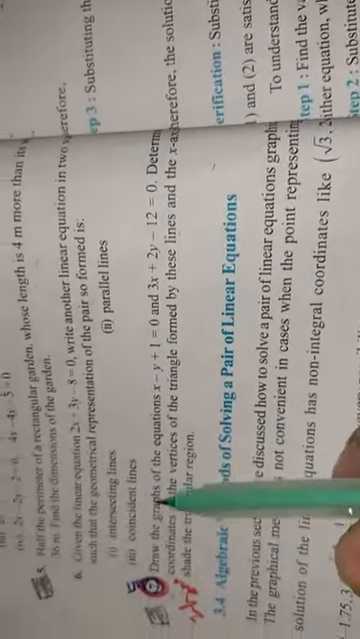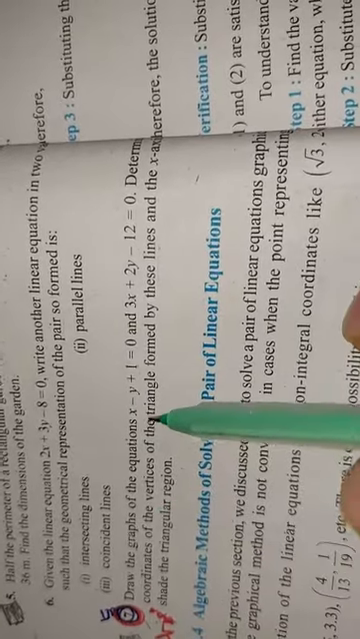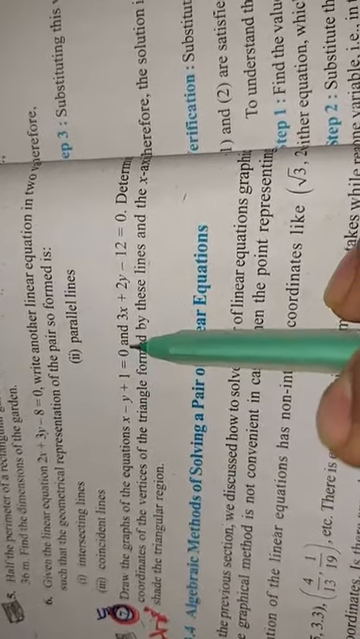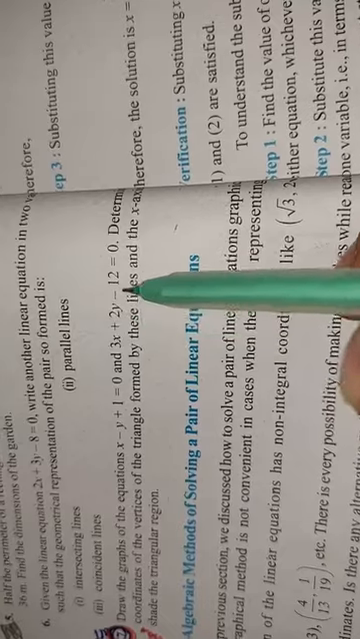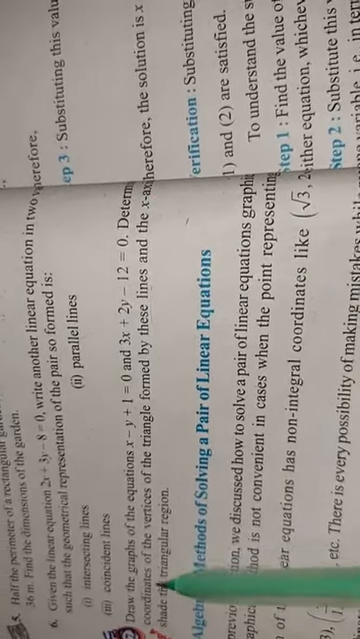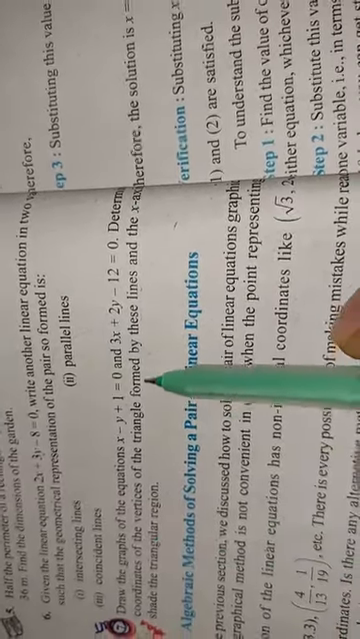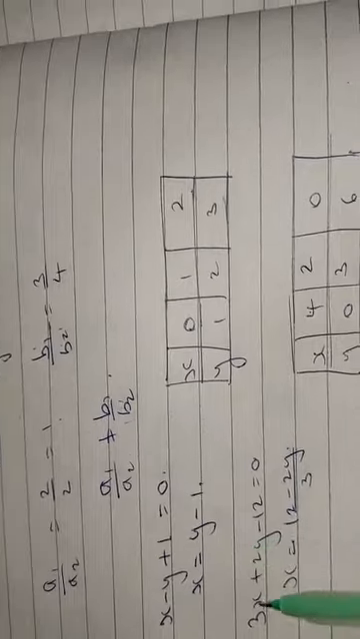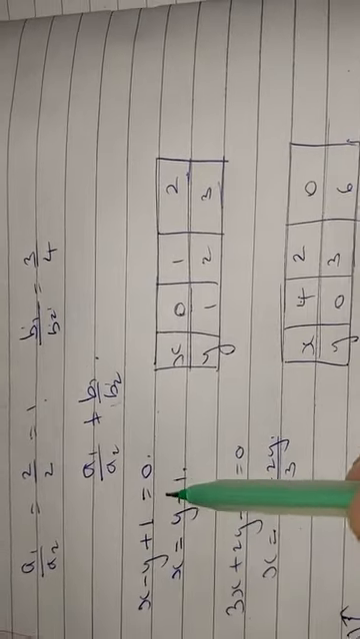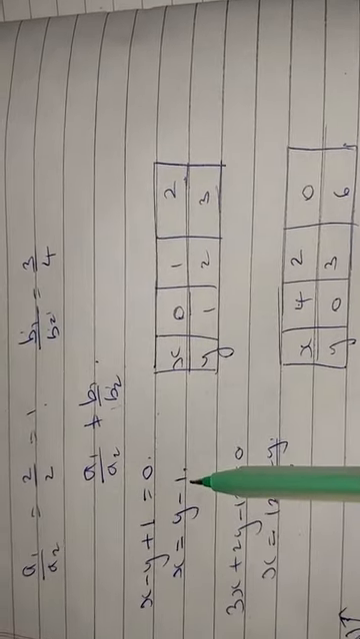Now the last question is there. Draw the graph of the equations x minus y plus 1 is equal to 0 and 3x plus 2y minus 12 is equal to 0. Determine the coordinates of the vertices of the triangle formed by these lines and the x-axis, and shade the triangular region. Now the equation is x minus y plus 1 is equal to 0. x value is y minus 1.